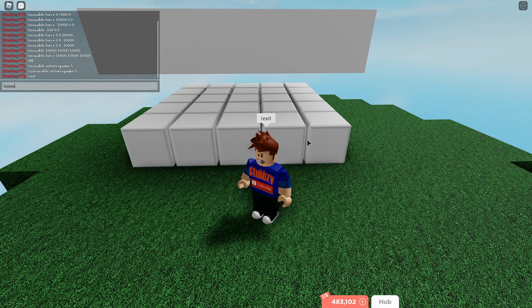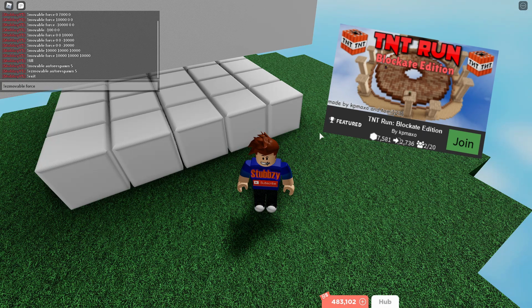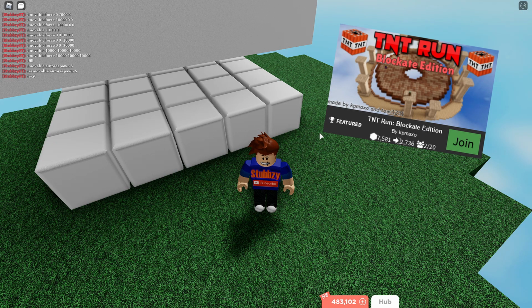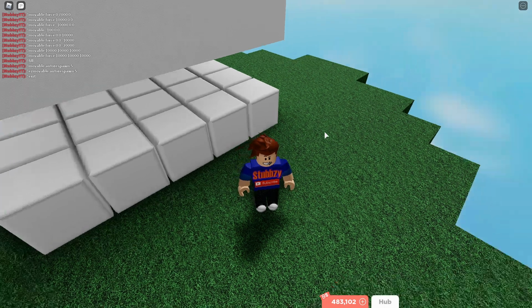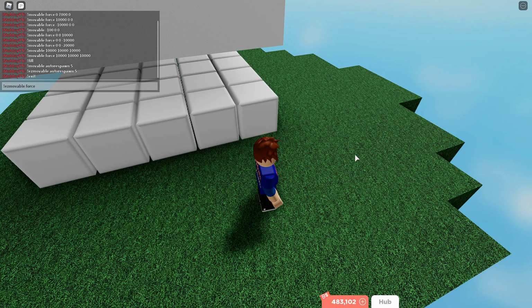So I'm going to do easy movable force. As well, you know, KP Maxo's TNT run game uses movable force. So the cubes float, and as soon as someone stands on it, obviously because you're heavier, it pushes the cube down into an M-telly. So like I said, you can mess around with these. If you get the force right, you can make a cube that just stays in the air, but as soon as someone walks on it, it pushes it down, and then it can go to an M-telly.